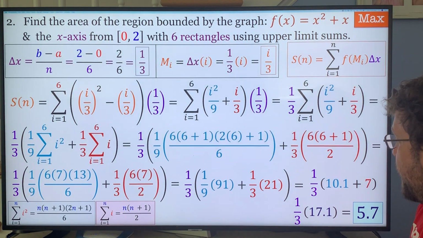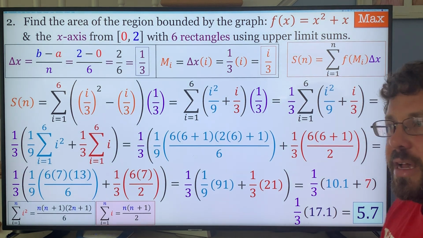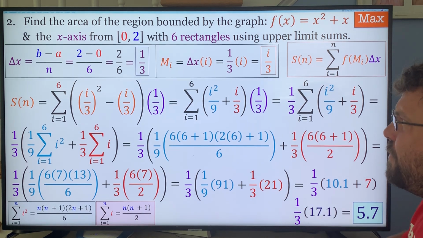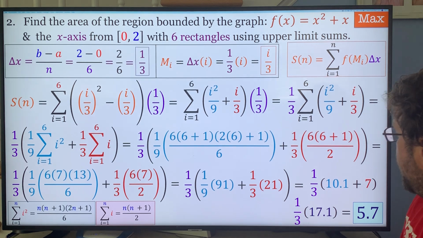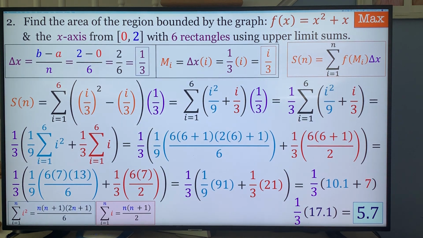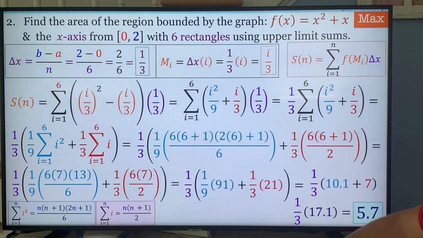So you notice the two answers were kind of similar. Your first answer was 3.7. This is 5.7. So your actual answer will come out probably around 4.7 if you did it a way not involving maximum and minimum. All right, so that's not too terrible, is it? No? Awesome. So now we're going to move on to the next one.